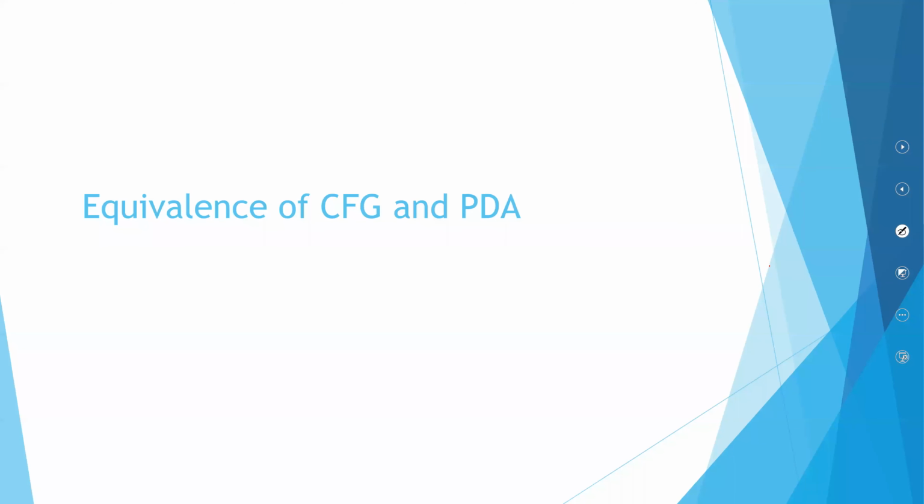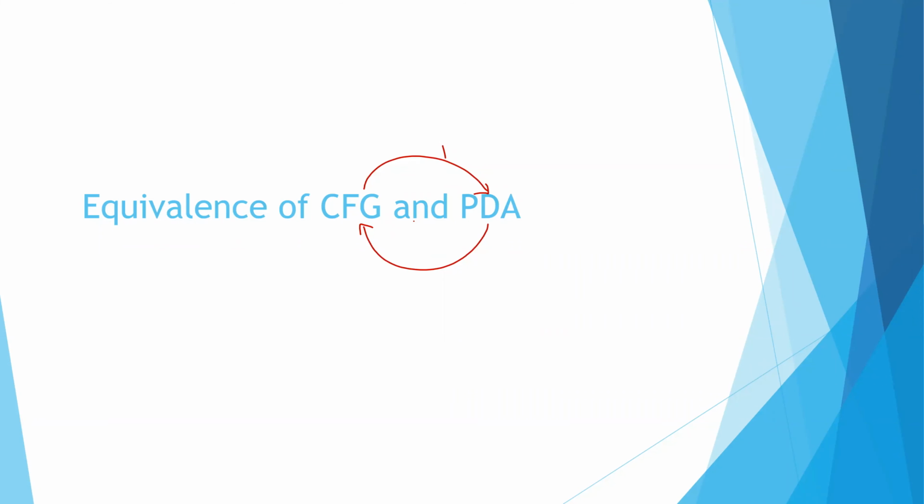We'll look into a topic called equivalence of context-free grammar and push-down automata. Like, if you are given a context-free grammar, how do you convert it to PDA? And if you are given a PDA, how will you convert it to a CFG? So first we will see how you convert a context-free grammar into a push-down automata.